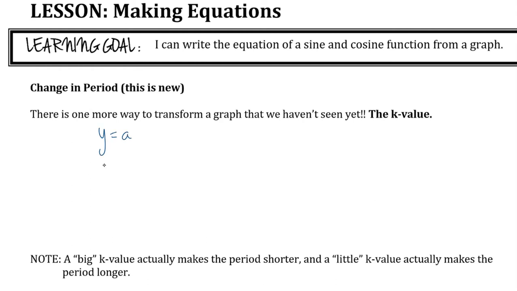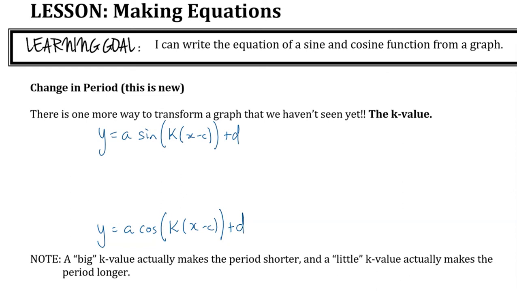This is what the equations will look like now. Y equals A sine, that's normal. The K value goes there. Then I need another bracket, X minus C. Close both brackets, plus D. And for cosine, notice I'm leaving a big space, I'm going to write in there. Y equals A cos, it's the same, you just replace sine with cos, right? There's no difference between them. K bracket X minus C bracket bracket plus D.